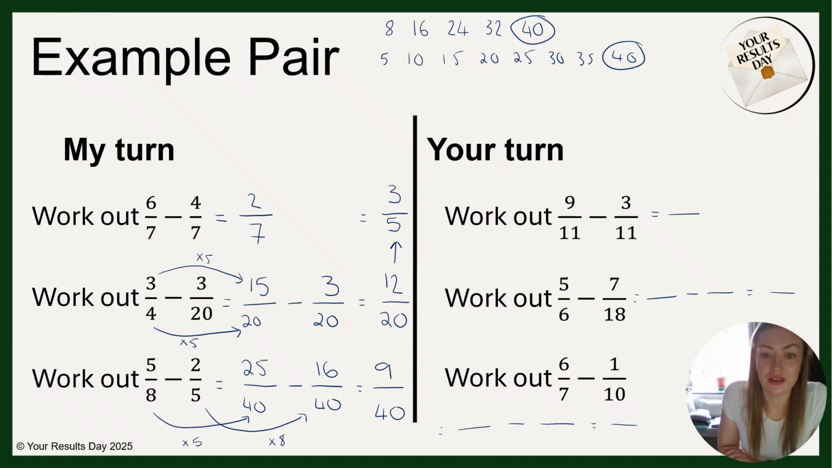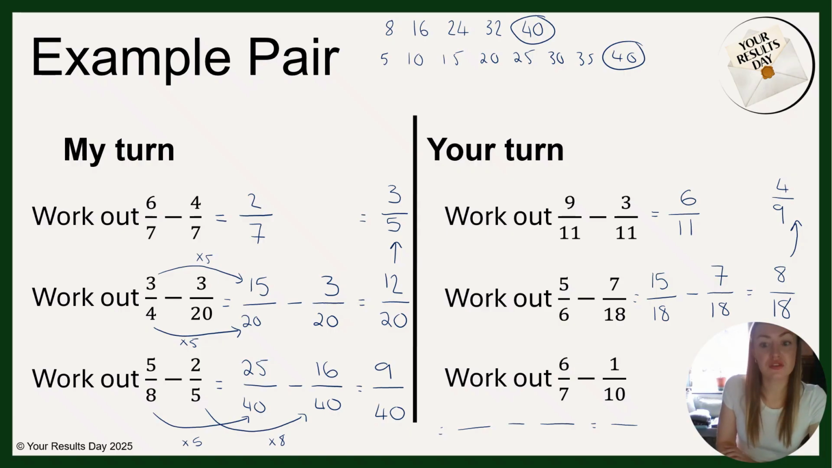For our first one, 9 take away 3 is 6, and we've already got the common denominator of 11. For the second one, our lowest common multiple was 18, which means our second fraction can stay the same. 6 goes into 18 3 times, so we would multiply 5 by 3, which is 15. 15 take away 7 is 8, and the denominator stays the same. And if you did simplify this one, which at this stage I said was optional, so I don't mind if you've not, if you did simplify it, that's 4 over 9.